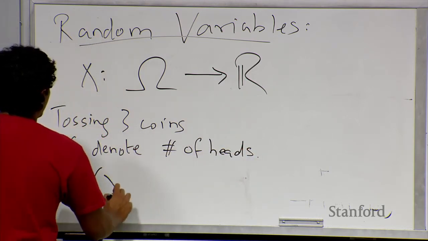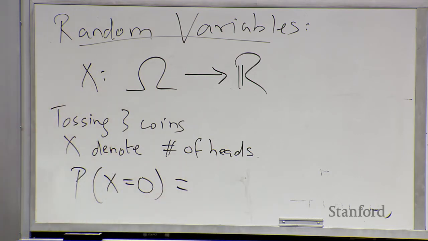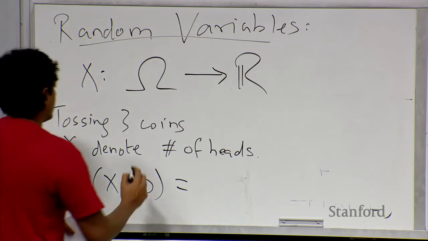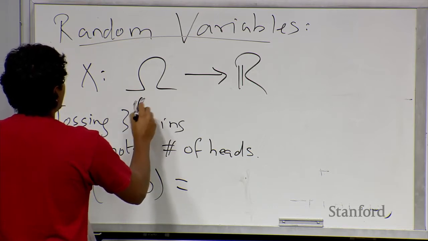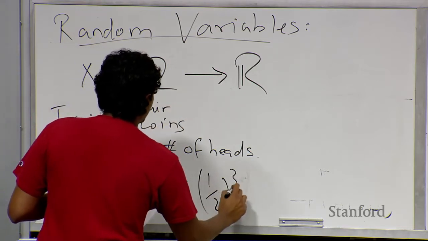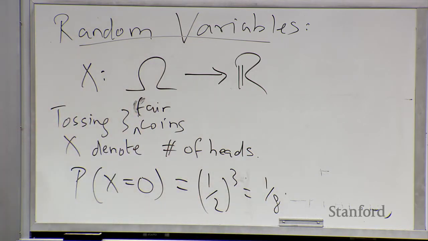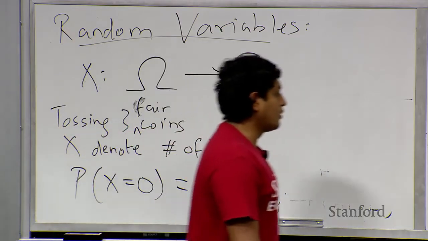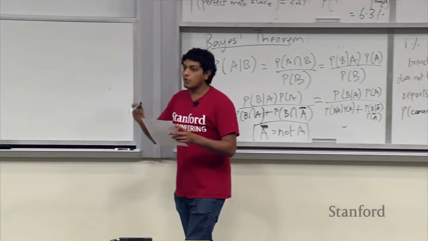Then probability of X equals 0 would be, what would it be? 3, I should have said 3 fair coins. Yes, then it would be 1/2 to the power 3, which is 1/8. Okay, so that is what a random variable is. In many instances, it is useful to express things as a random variable to do further computations about them, which we will come down to now.